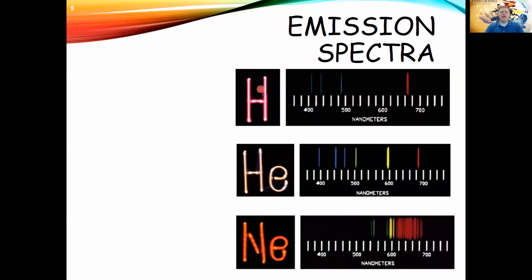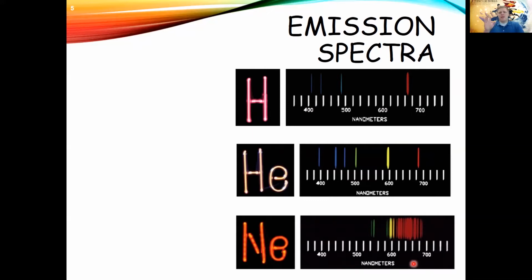When he heated hydrogen gas, he got 4 wavelengths of light being emitted off the hydrogen gas. And 4 very specific wavelengths. When he heated up helium, he got different wavelengths. And he saw 1, 2, 3, 4, 5, 6 wavelengths coming off of helium. So now you can see it's getting a little more complex than the hydrogen. When he took neon and heated it up, he actually got a lot of different wavelengths of light. It's a much more complex spectrum.